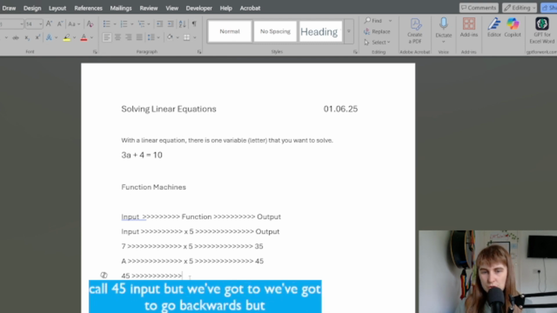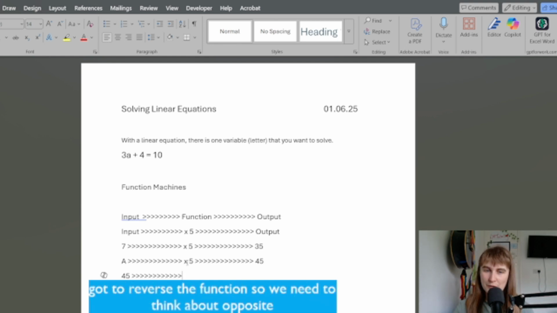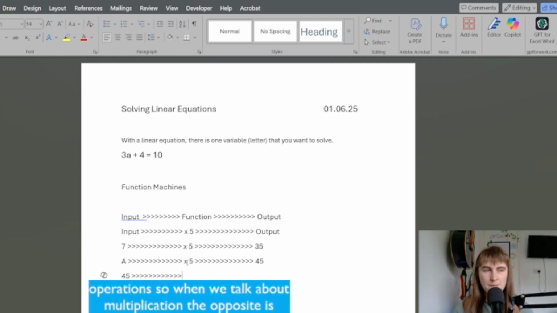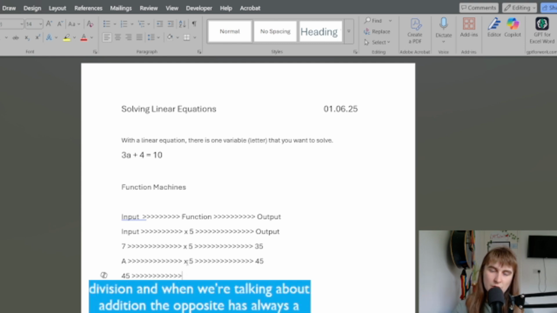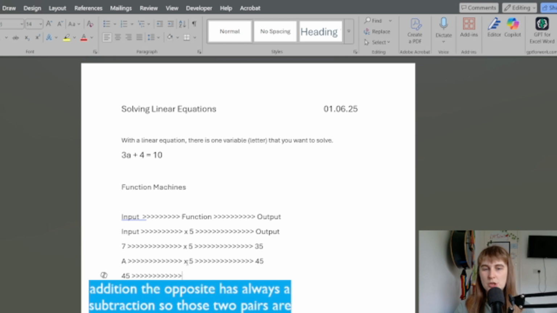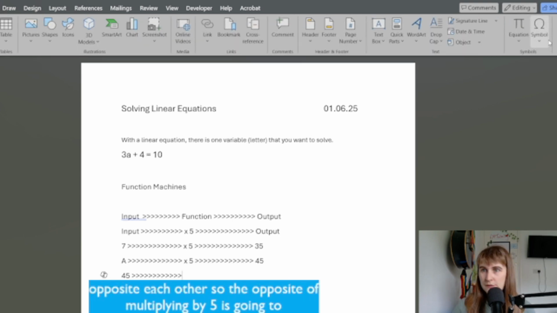But we've actually also got to reverse the function. So we need to think about opposite functions and operations. When we're talking about multiplication, the opposite is always a division. And when we're talking about addition, the opposite is always a subtraction. So those two pairs are always opposite each other. The opposite of multiplying by 5 is going to be dividing by 5.